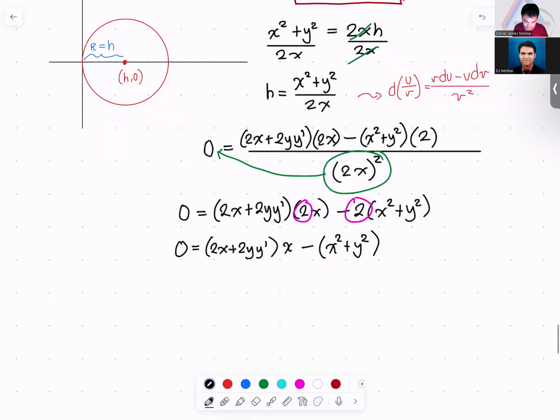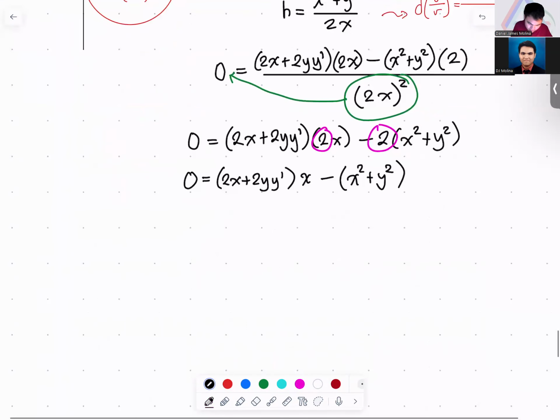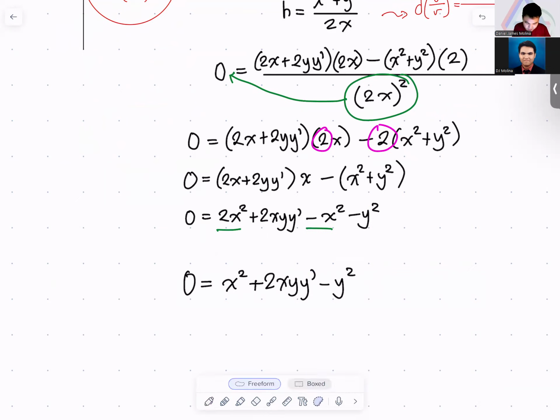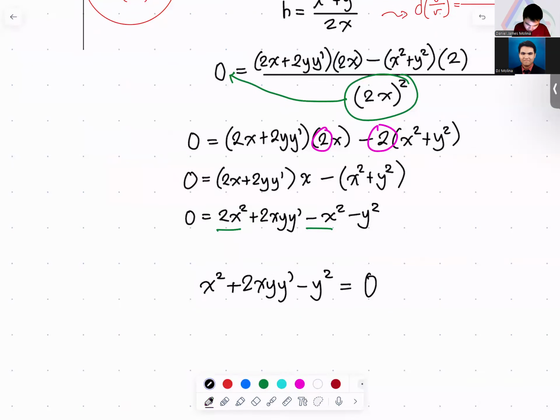Then of course let's distribute x. We have 2x^2 + 2xy y'. Then distribute the negative sign. We have minus x^2 minus y^2. Then, simplifying like terms, x^2 + 2xy y' - y^2. Sometimes I don't want the 0 on the left side, so I'll just flip the equation in this manner. And this will be our differential equation.